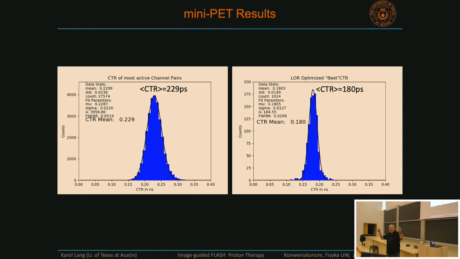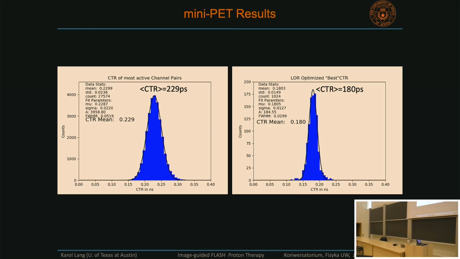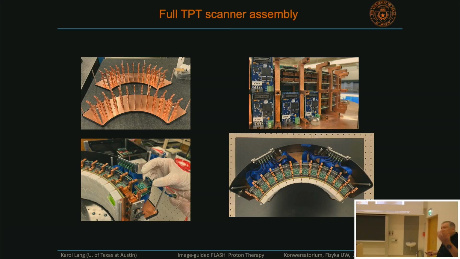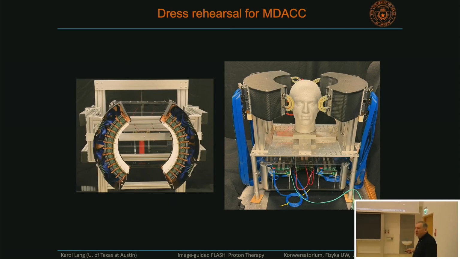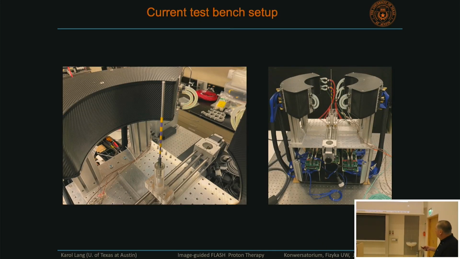But if we actually select the best so-called line of responses, we can achieve 180 picoseconds, so that's nothing to sneeze at. So I need to accelerate, and I will show you devices how they work. So this is what the entire scanner looks like. And we then took a radioactive source. This is a germanium-68 source that we can use for calibration.